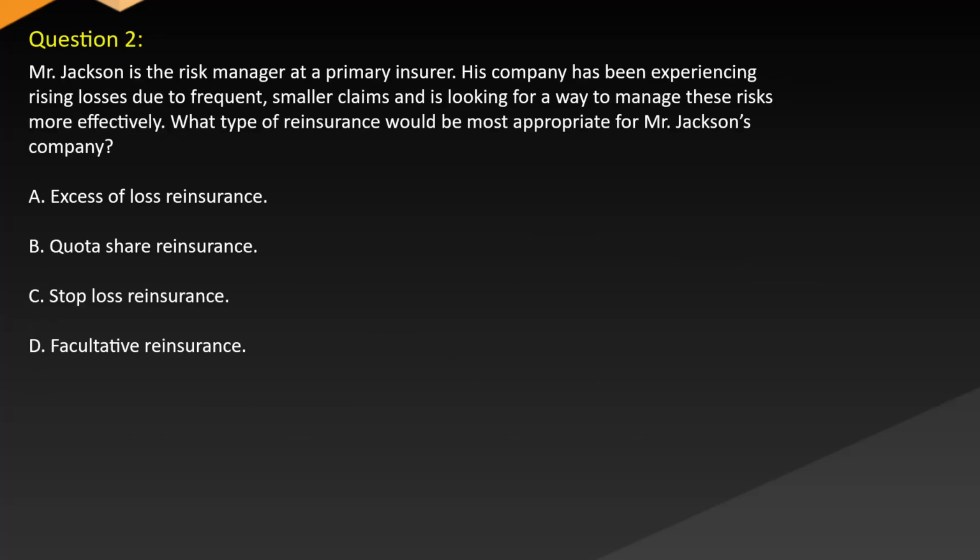Question 2. Mr. Jackson is the risk manager at a primary insurer. His company has been experiencing rising losses due to frequent, smaller claims and is looking for a way to manage these risks more effectively. What type of reinsurance would be most appropriate for Mr. Jackson's company? A. Excess of loss reinsurance. B. Quota share reinsurance. C. Stop-loss reinsurance. D. Facultative reinsurance.